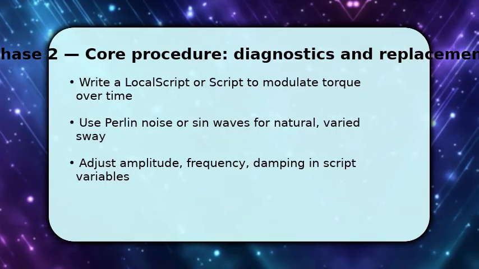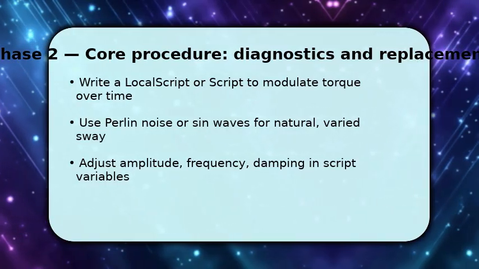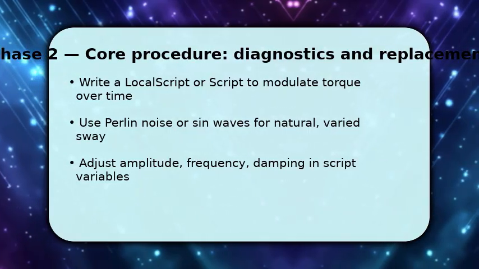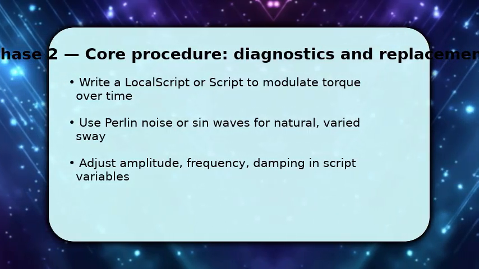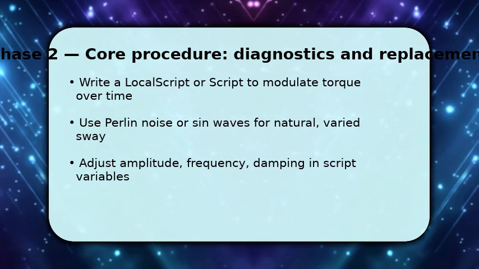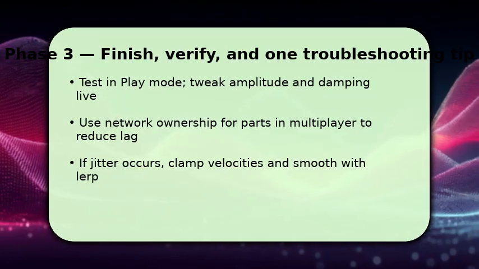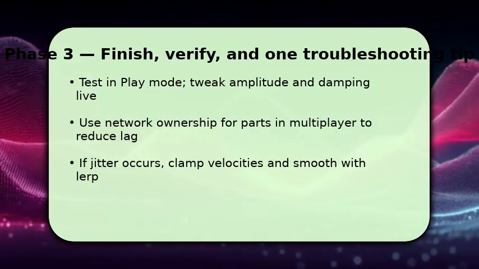Make sure to expose amplitude, frequency, and damping as easier-to-tweak variables so you can iterate. Also, handle delta time when updating values so sway remains stable at different frame rates. Finalizing, you will test and play solo, then tweak amplitude and damping until motion feels right.